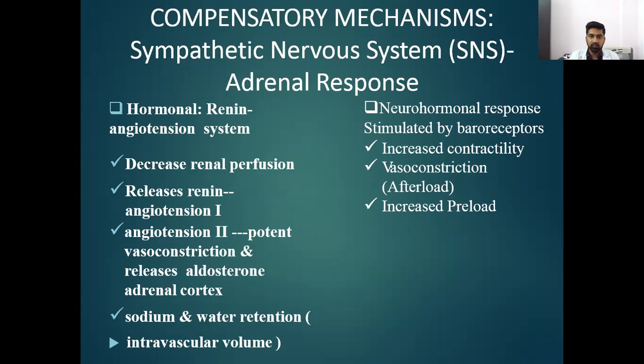The sympathetic nervous system, adrenal response, and hormonal response, including the renin-angiotensin system. Decreased renal perfusion releases renin, which leads to angiotensin 1 and angiotensin 2, a potent vasoconstrictor, and release of aldosterone from the adrenal cortex, causing sodium and water retention in the intravascular volume. Neurohormonal response is stimulated by baroreceptors: increased contractility, vasoconstriction increasing afterload, and increased preload. So these kinds of compensatory mechanisms can withhold the threshold of shock in case a minor correction is needed.